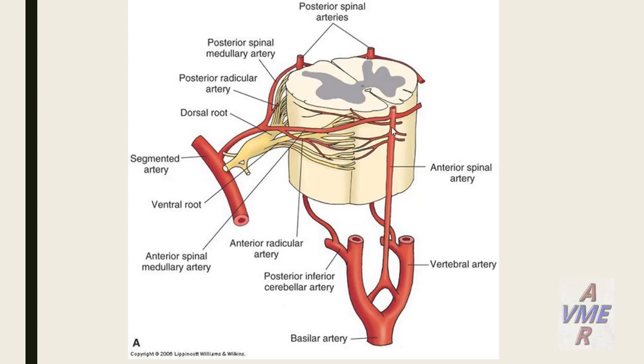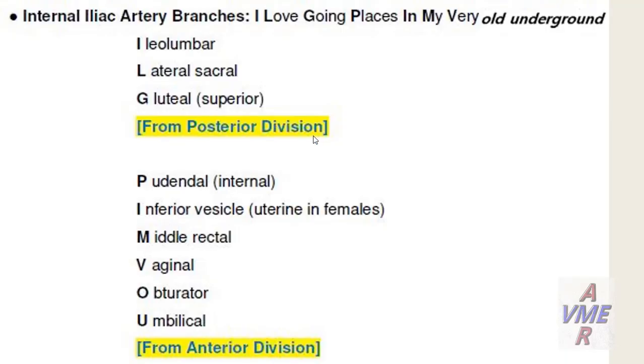So, the anterior spinal artery is a single artery arising from the vertebral arteries. The posterior spinal artery arises from the vertebral artery or the posterior inferior cerebellar artery, which is a branch of the vertebral artery. Then the segmental arteries, intercostal and lumbar, and then we have radicular arteries and medullary spinal arteries. The internal iliac artery also shares in the spinal cord blood supply.